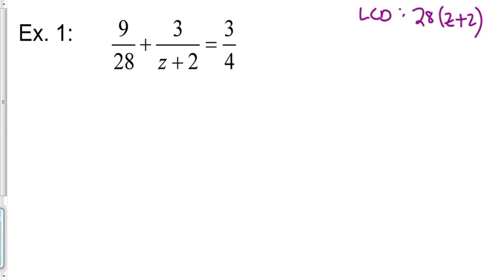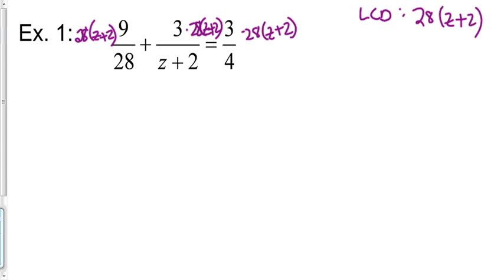Let's multiply every term by this denominator to see what happens. The first fraction we're going to multiply by 28 times z plus 2. We're going to multiply this one by 28 times z plus 2. And we're going to multiply the last fraction by 28 times z plus 2. As long as you're multiplying everything in the equation by the same thing, we're not really changing the value of our equation, or we're not really messing with the variable. Okay, so why does this work?